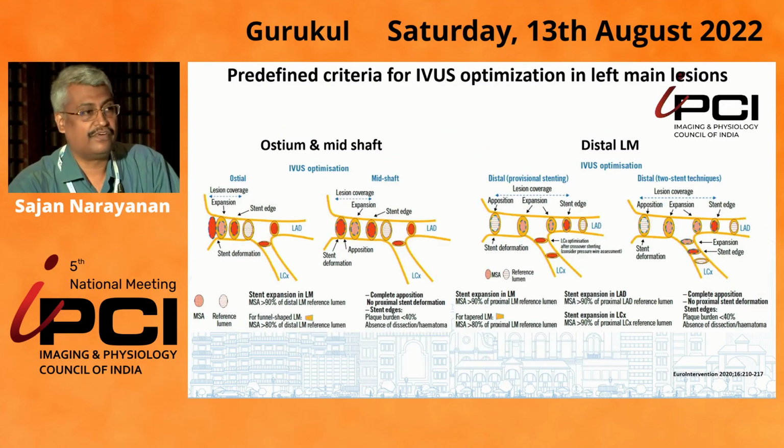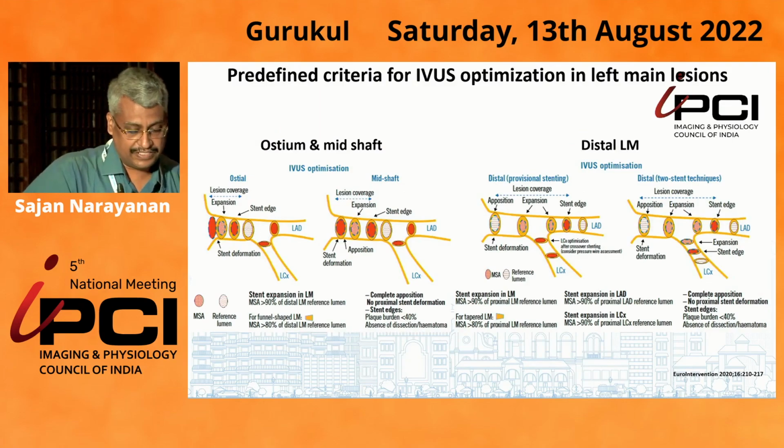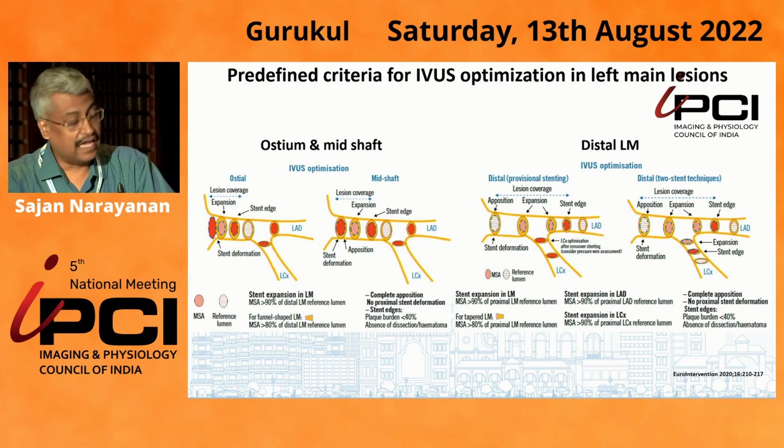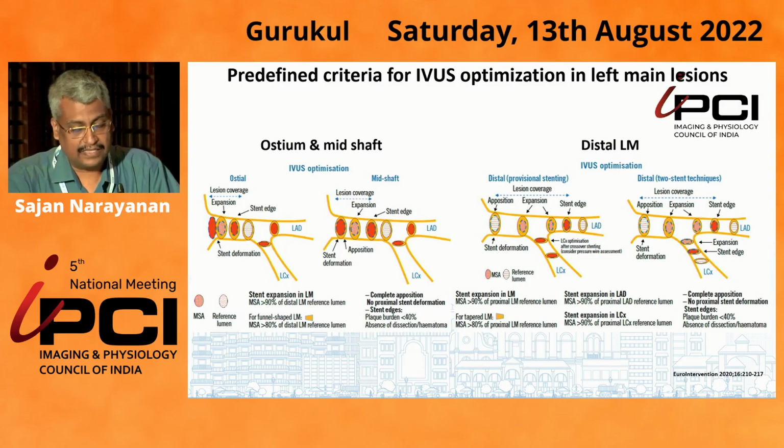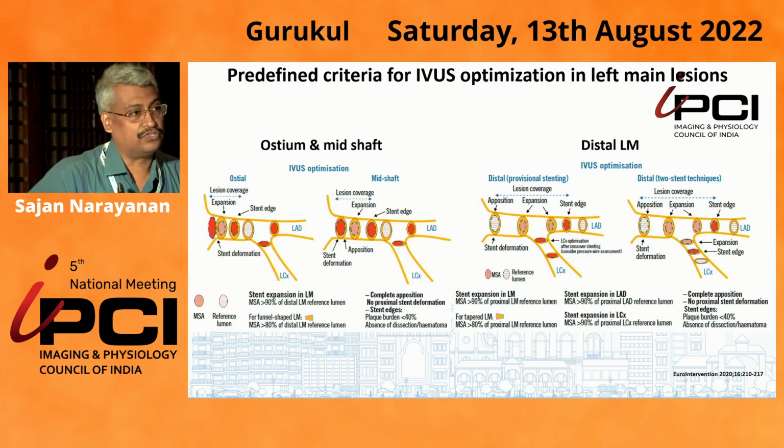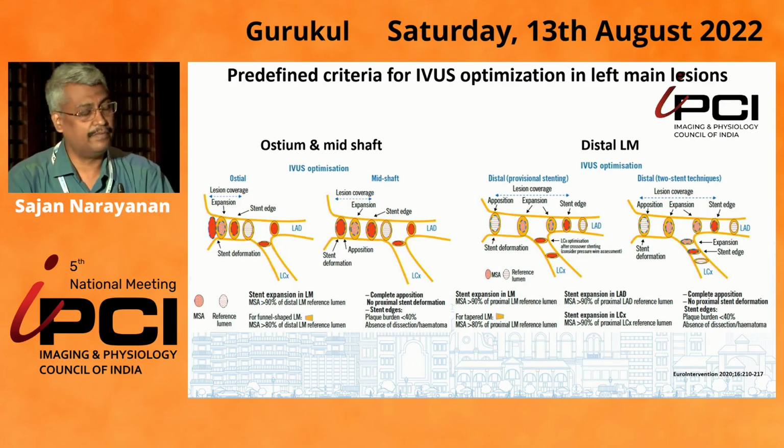And these are the predefined criteria for IVUS optimization: left main lesions, ostium and midshaft on your left and distal left main on the right. We didn't have a reference segment to compare, but we went by the absolute value. In the EXCEL trial, a minimal stent area of more than 11 millimeters squared discriminated patients who had an event-free interval versus those who had events. And in NOBLE, it was more than 13.5.